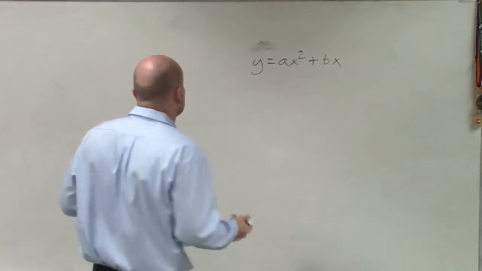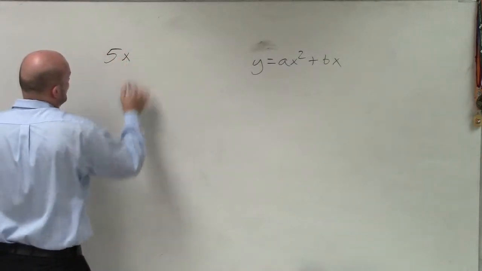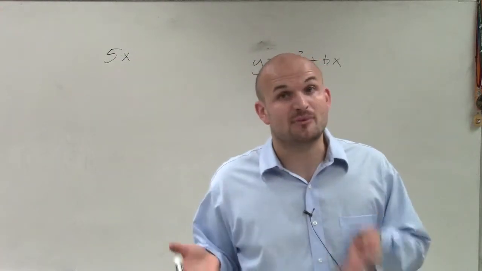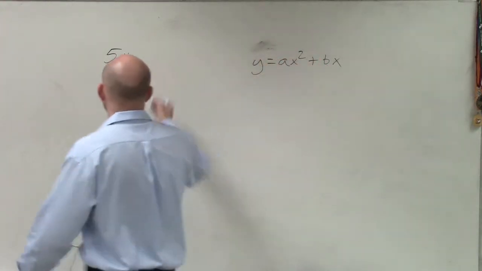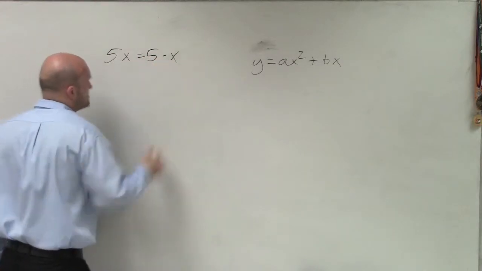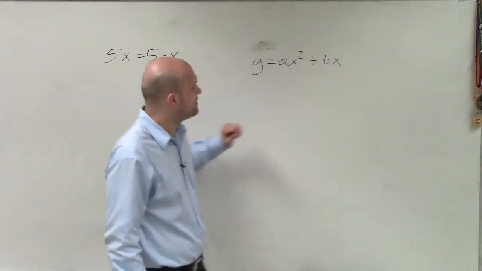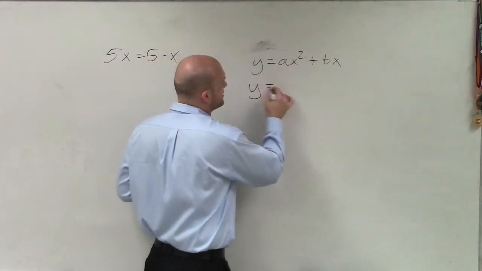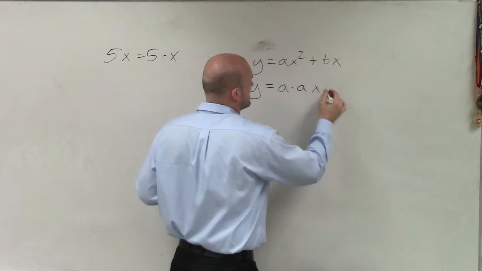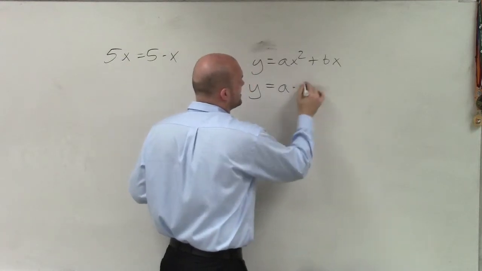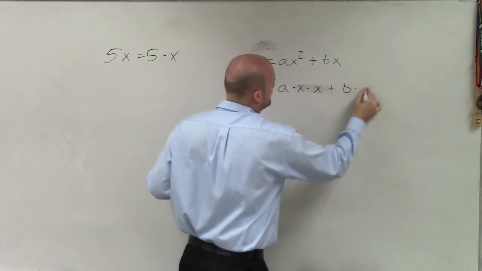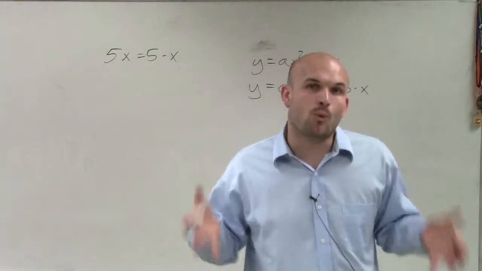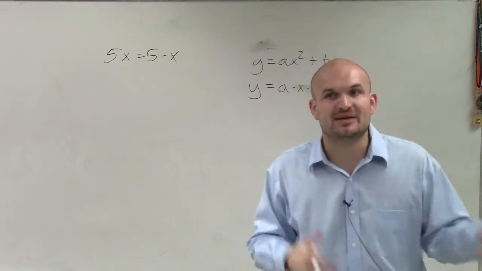The main important thing is, if you remember when we talked about factoring a monomial, what I want to do is break it up and rewrite it as a product. So 5x we could say is 5 times x. And what we do when we have a binomial is we can factor both terms as well. We could rewrite this as a times x plus b times x.